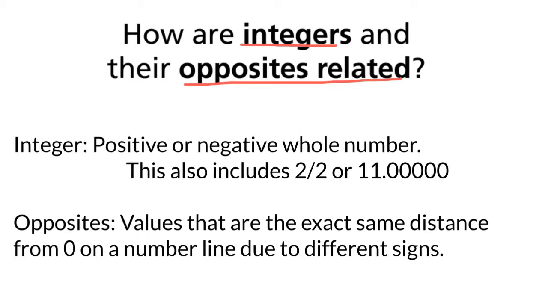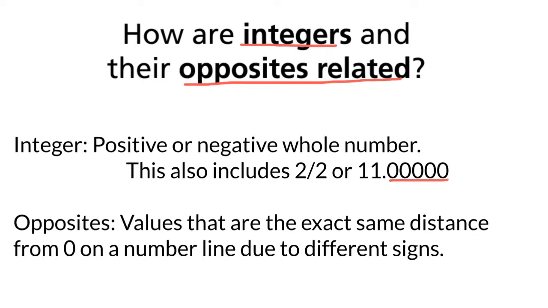It also includes 11.0. Now this is a decimal. It's not technically a whole number. However, all of these decimal places are called insignificant digits, meaning they don't matter. They do not change the value. So while this is a decimal, it is actually really a whole number, 11.